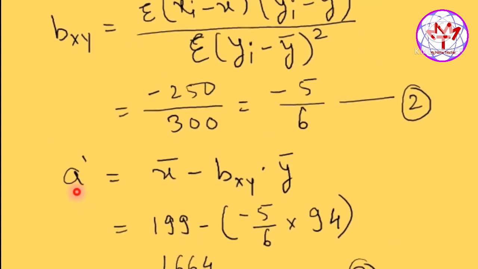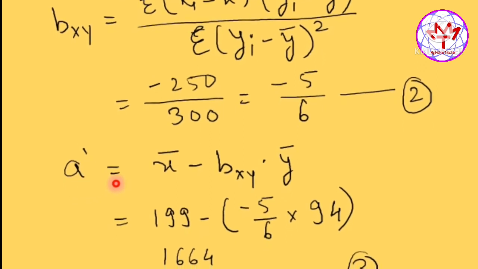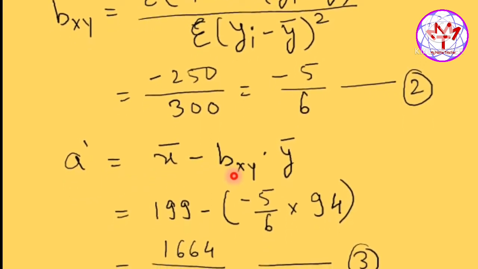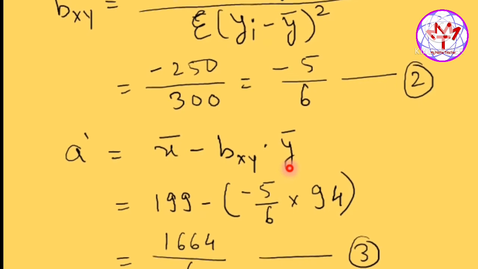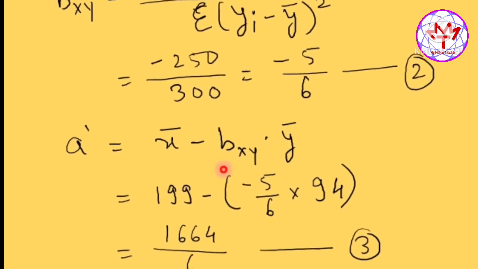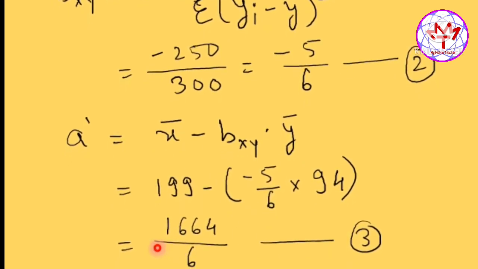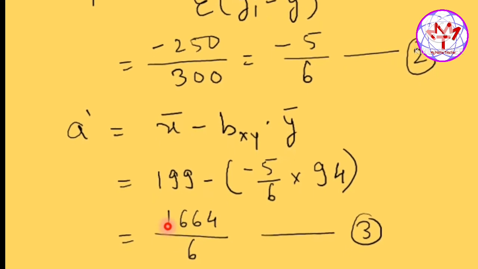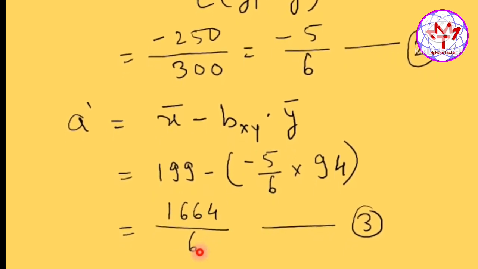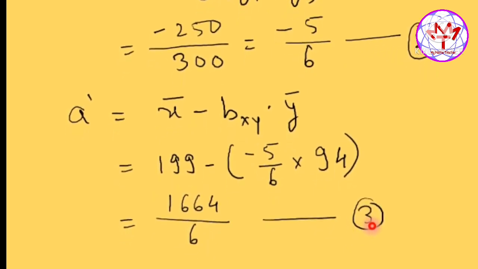Then let us calculate a dash. A dash is equal to x bar minus bxy into y bar. So now substitute the values of these variables. We get a dash is equal to 1664 upon 6. Let us number it as 3.